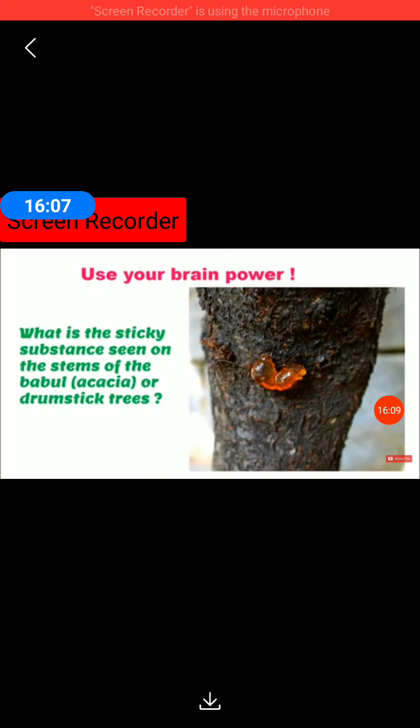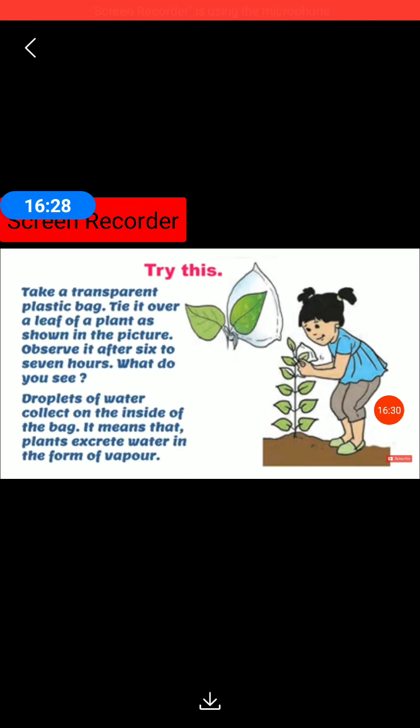Now plants also excrete. Have you seen the bubble tree, with the sticky substance seen on the stems of the bubble or drumstick trees? That is excretion. You can see it in plants also.